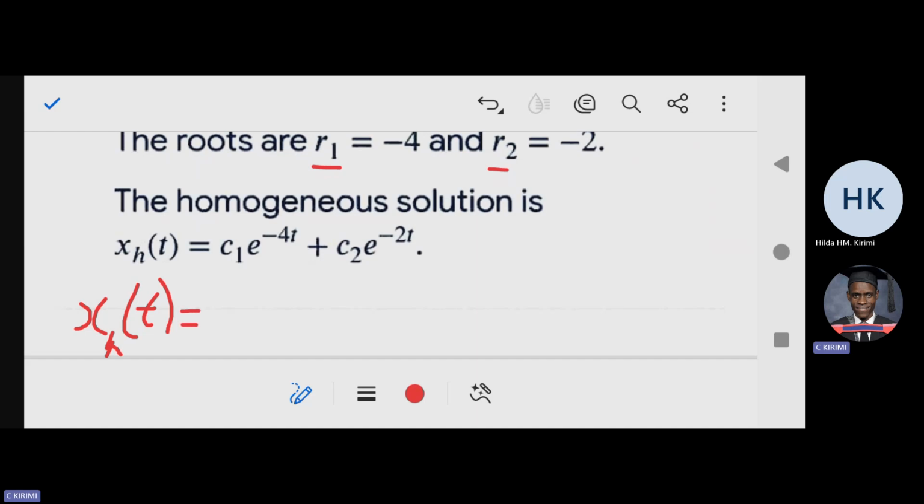So it's equal to the first constant, which is a, can be any number, times e always to the power r t, which means r1, which you found, plus another constant, which is b, always multiplied by an exponent e to the power the second root that you found, which is r2, multiplied by t. That is the general solution, how we are going to find it.